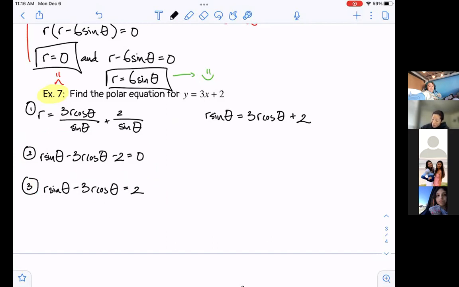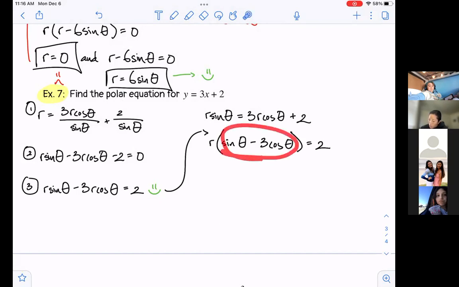Great, because now what we can do, right? So let's put a green smiley face over here. What we can do now is factor out the R. We have R in parentheses, sine theta, I'll let the screen catch up, sine theta minus 3 cosine theta equals 2. How do I get R by itself? Great. Let's divide this clump away.